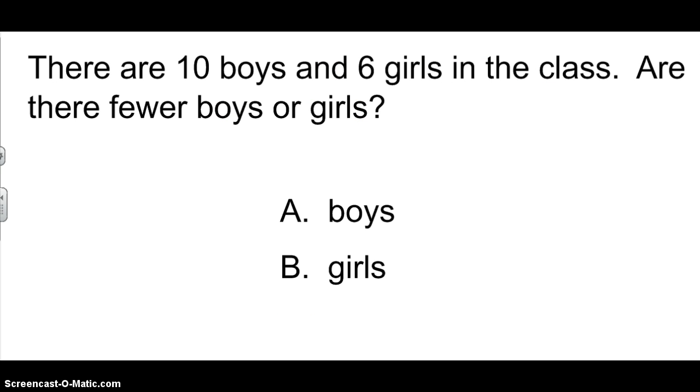Great job. Let's take a look at this one. There are 10 boys and 6 girls in the class. Are there fewer boys or girls? Let's highlight the key information. We know there's 10 boys and 6 girls in the class. The question is asking, are there fewer boys or girls? So let's look at the two numbers. Which number is fewer, or remember, less, smaller? 6 is less, isn't it? Well, 6 is girls. There are fewer girls in class than there are boys.